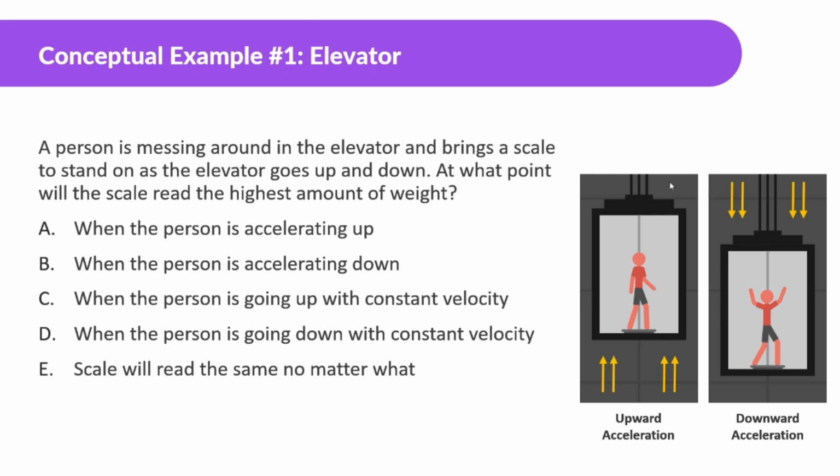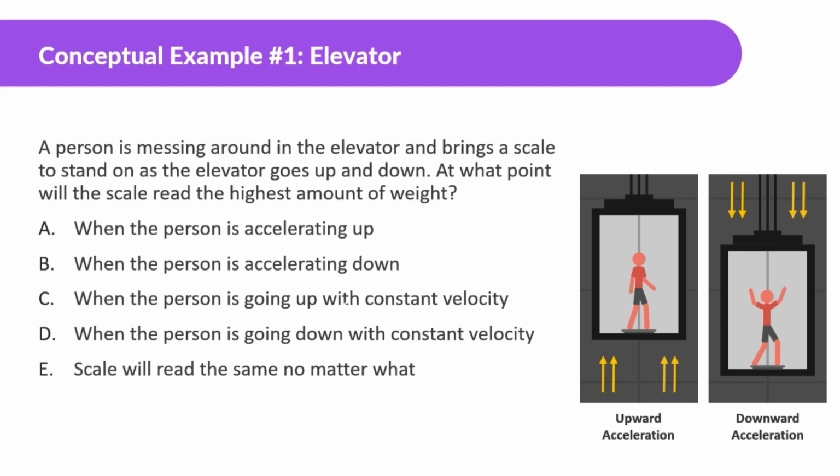A person is messing around in the elevator and brings a scale to stand on as the elevator goes up and down. At what point will the scale read the highest amount of weight? A, when the person is accelerating up. B, when the person is accelerating down. C, when the person is going up with constant velocity. D, when the person is going down with constant velocity. E, the scale will read the same no matter what.